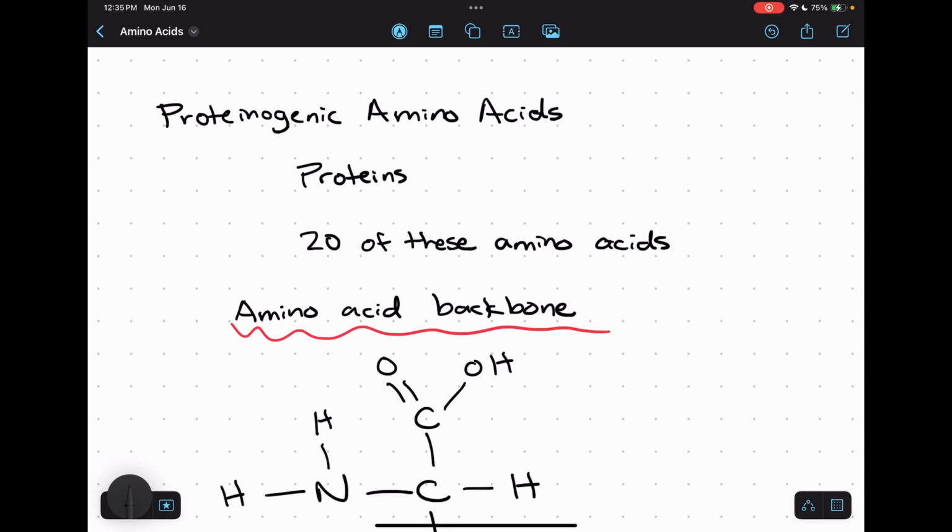I gained a much deeper appreciation for the complexity of life by taking biochemistry. And one of the really early things you learn in biochemistry is the centrality of amino acids. So I'm excited to get into it more here.